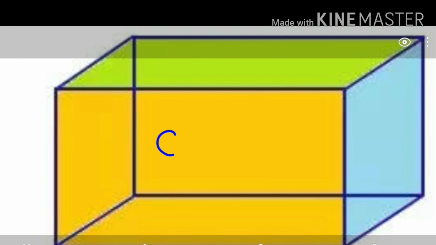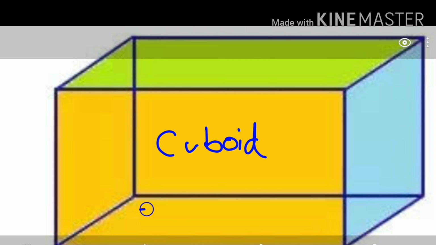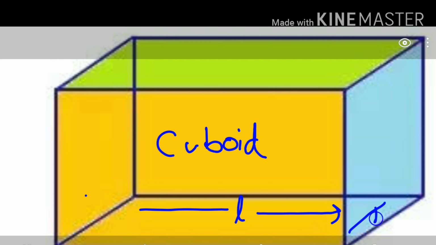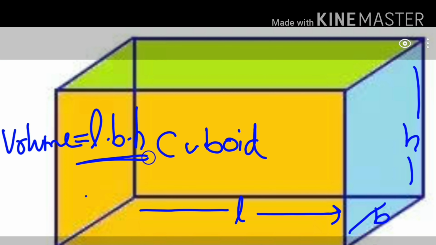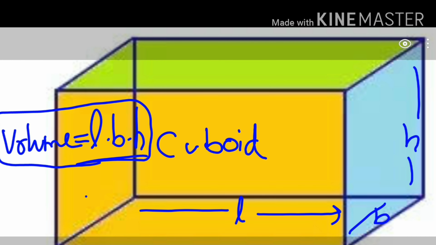Now come to this figure. This is a cuboid. In the case of a cuboid, we have length L, breadth B, and height H. So with L, B, H we get the volume. The volume of this cuboid is equal to L into B into H. Here we get three variables: L, B, H are three variables.